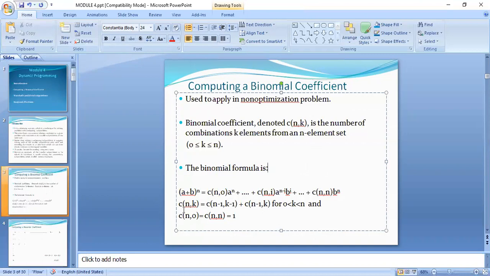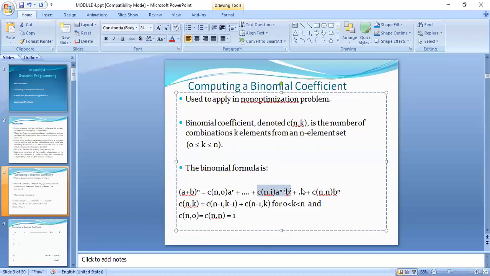To get (a plus b) to the power n, we use the formula C of n comma 0 into a power n into b power 0, where b power 0 is equal to 1. Plus C of n comma 1 into a power n minus 1 into b power 1, plus and so on. The ith term will be C of n comma i into a power n minus i into b power i, and the last term will be C of n comma n into a power 0 into b power n. A power 0 is 1. The powers of a reduce from n down to 0, the powers of b increase from 0 to n, and the coefficients go from n comma 0 up to n comma n.